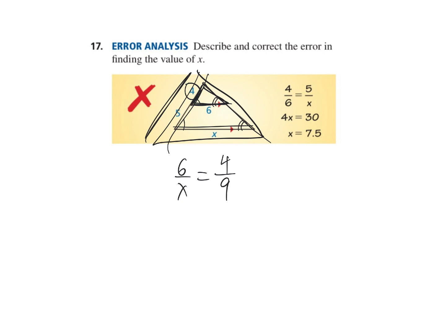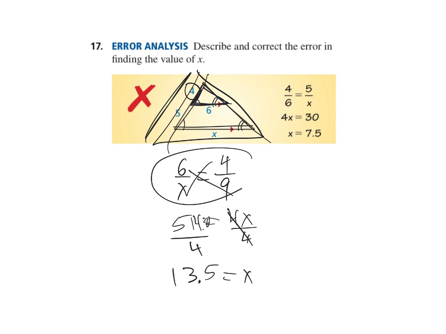And see what we get here. That's 54. That's 4x. And divide by 4. And x equals, 4 goes into 5 once with a remainder of 1. 4 goes into 14 3 times with a remainder of 2. So, and 4 goes into 25. So 13.5. You can do long division if you want. So x should be 13.5.